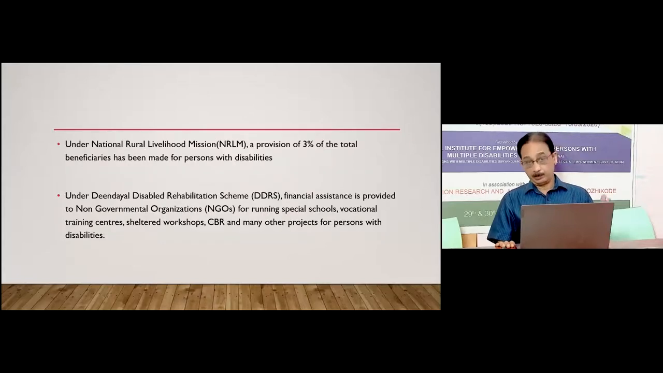Then under National Rural Livelihood Mission, that's a special purpose project under the Ministry of Rural Development, a provision of 3% of the total beneficiaries has been made for persons with disabilities. So under this National Rural Livelihood Mission, it is proposed to form self-help groups among the poor people, and in the group there is a mutually supportive system with financial aid from the government, by which the disabled individuals as well as other people in the poor community will be benefited. And among these beneficiaries, 3% of the benefits are reserved for disabled individuals.